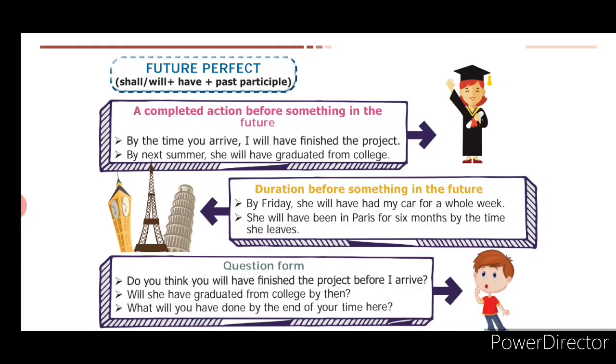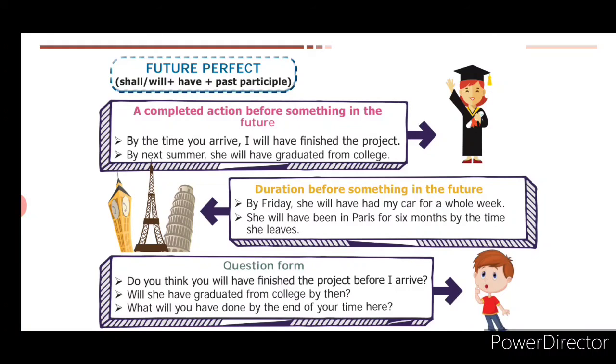A completed action before something in the future. By next summer, she will have graduated from college. It is all going to happen in the future, but we'll say it by now itself. In those cases, we'll be using the future perfect tense. Duration before something in the future. By Friday, she will have had my car for a whole week.